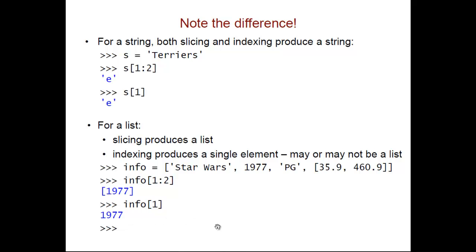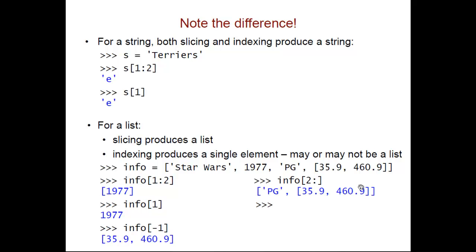Now, it is possible that indexing will give you a list. So for example here, I'm asking for the element at position -1. And because that element is itself a list, I'm going to see that list when I enter the expression. Okay, let's do some more practice with this. Let's say I want a slice that starts at position 2 and goes all the way to the end because I'm leaving out this last number. That's going to give me this sublist. And you can see there's a list inside that sublist.